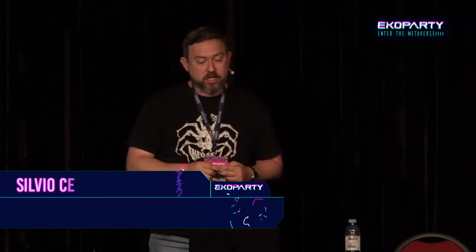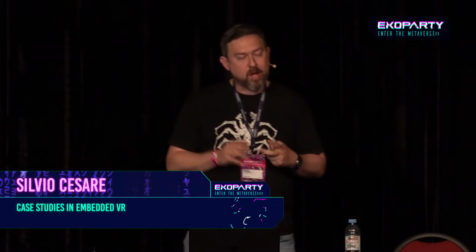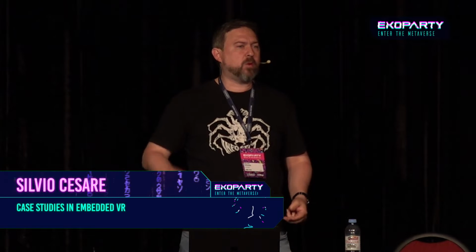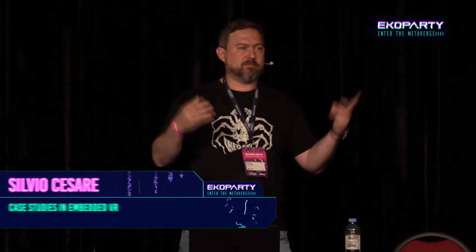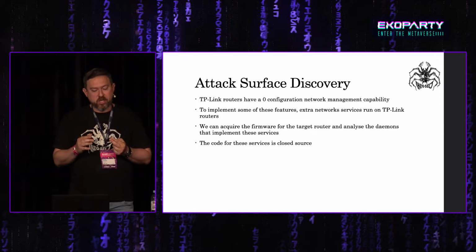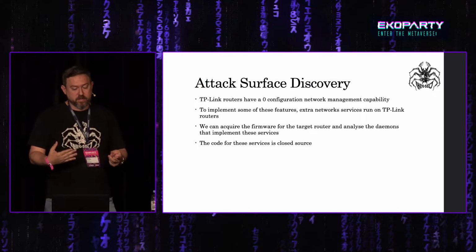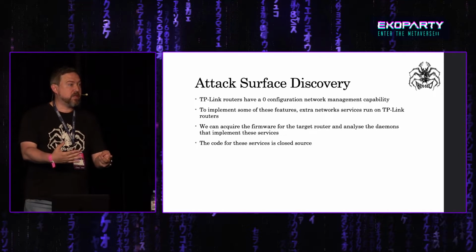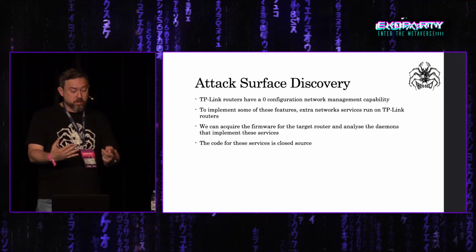But this is a pretty standard looking, conservative router, I suppose. Now, TP-Link routers do have a zero configuration network management capability. Like I said, you want to go onto your mobile phone app and see what all your TP-Link devices in your TP-Link cloud at home are. The way these devices implement this feature is by having extra network services that run on them. So TP-Link routers have this service present.